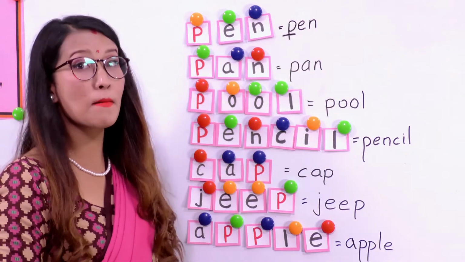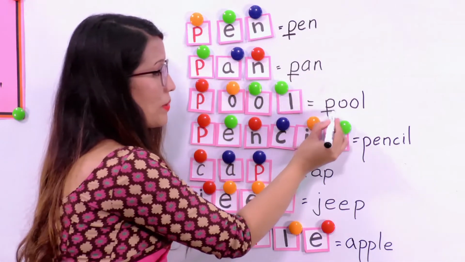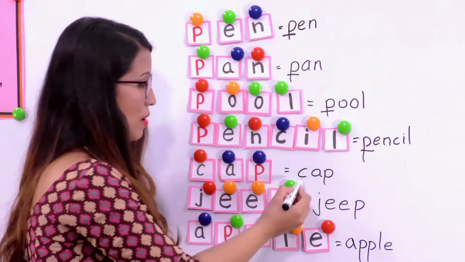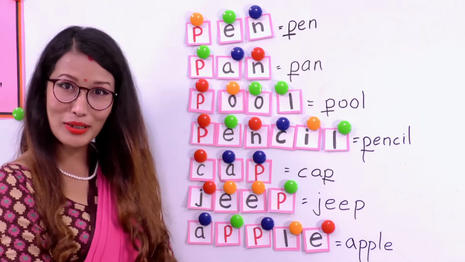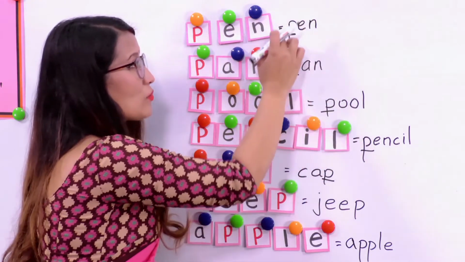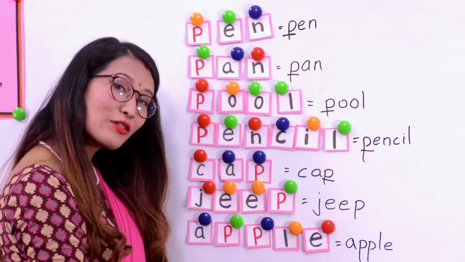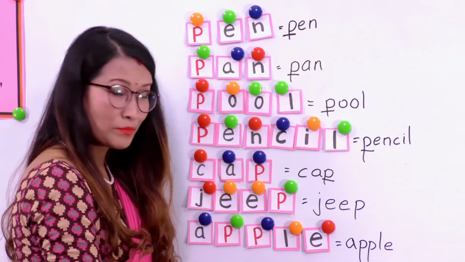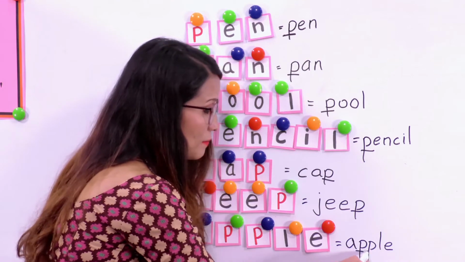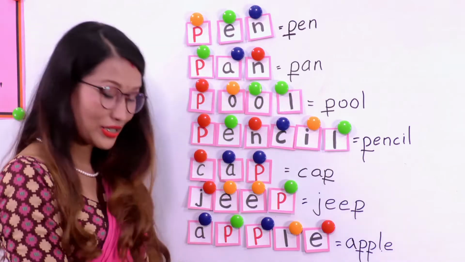The sound of P is P. Yes. P, pan. P, pool. P, pencil. These words start with the letter P. But P can come at last also. Cap. Jeep. Apple. Now you know how to say these words?